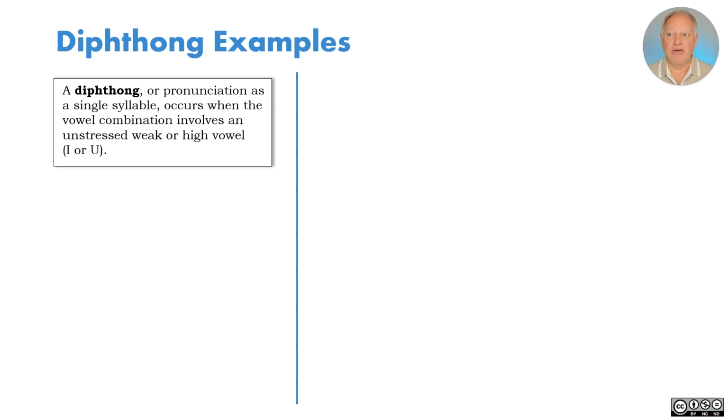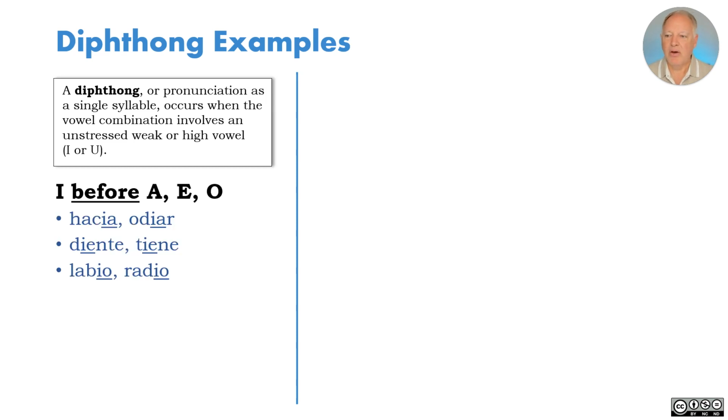Okay, let's look at some examples of when we have a two-vowel combination, but it's a diphthong. So the pronunciation is both vowels as a single syllable, which occurs when the vowel combination involves an unstressed weak or high vowel, i or u, but it's not stressed. Okay, so I'm going to run through some combinations. We could have the vowel i before a or o. Hacia. Odiar, odiar. So look at that second syllable. Diar, diar. It's what's called a rising diphthong because the second sound receives a little bit more emphasis.